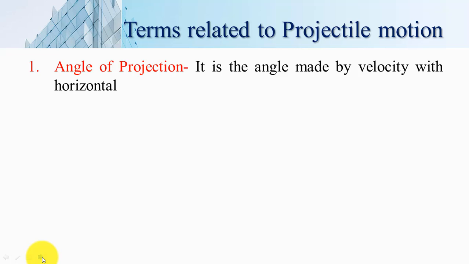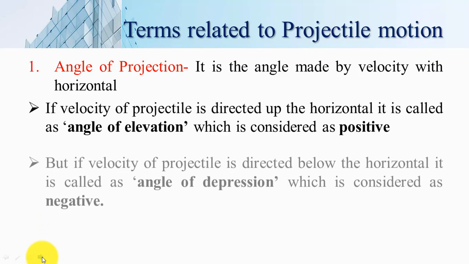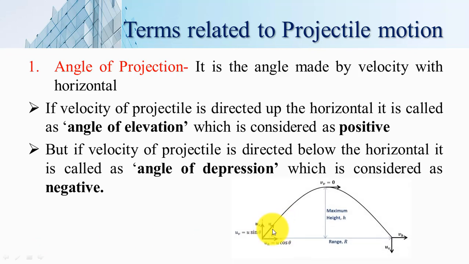Now let us see different terms related with this projectile motion. The very first one is the angle of projection. What is this angle of projection? It is the angle made by the velocity with the horizontal. Here you can see in the diagram that this is the initial velocity u, and the particle is projected with some initial velocity, which has some inclination with respect to the horizontal. This inclination is nothing but the angle of projection.